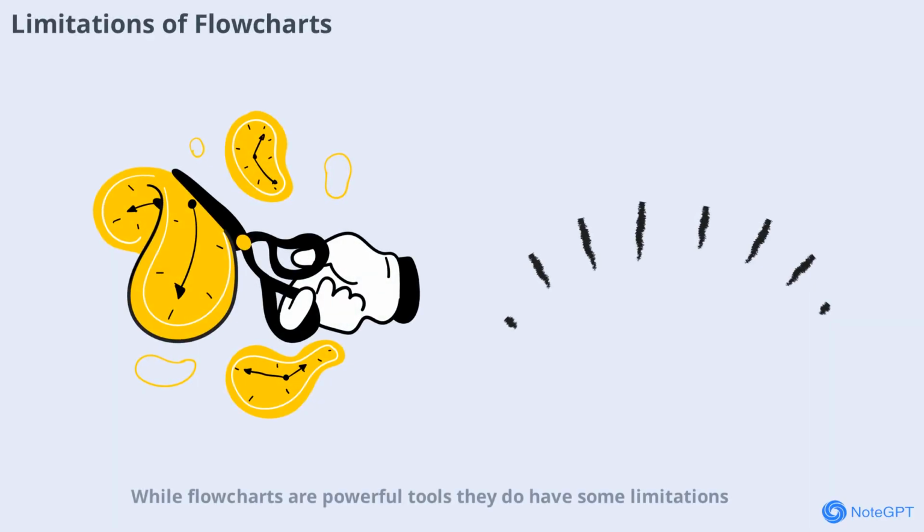While flowcharts are powerful tools, they do have some limitations. They can become complicated and hard to read if a process is very complex. Updating flowcharts can also be time-consuming, especially if changes happen frequently. Despite these challenges, the benefits usually outweigh the drawbacks, especially when flowcharts are kept simple and clear.